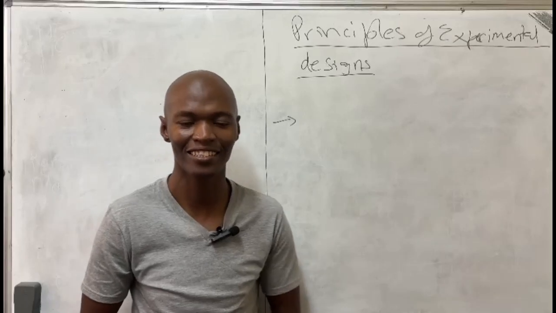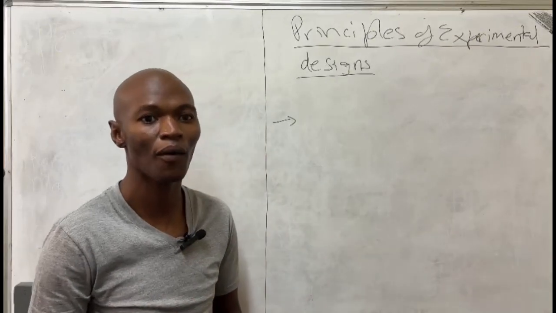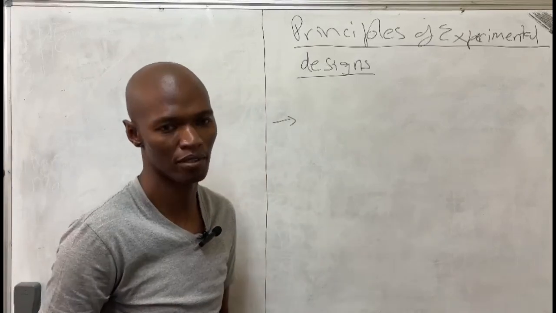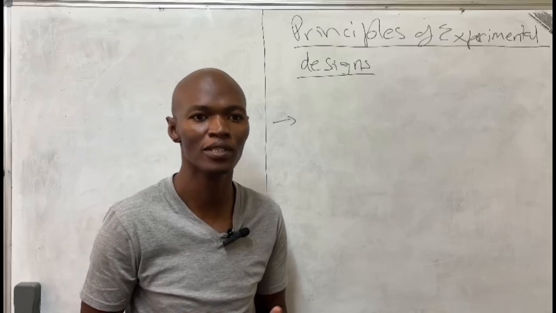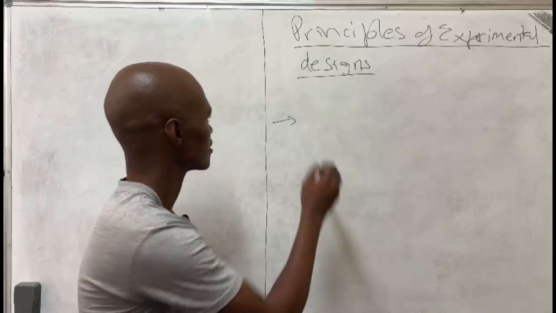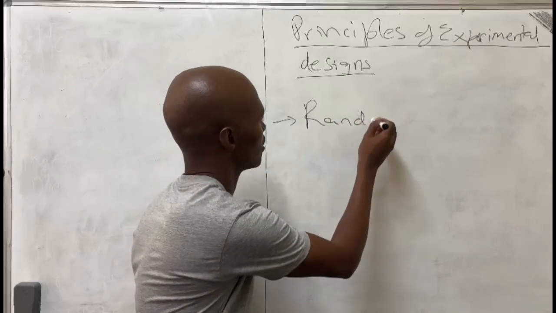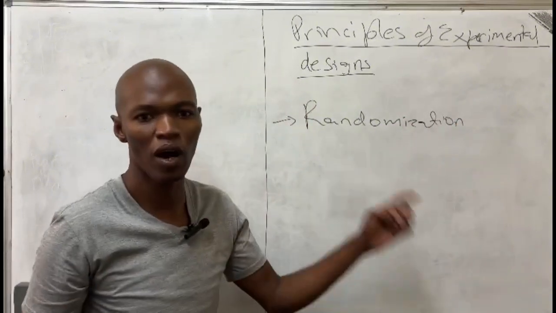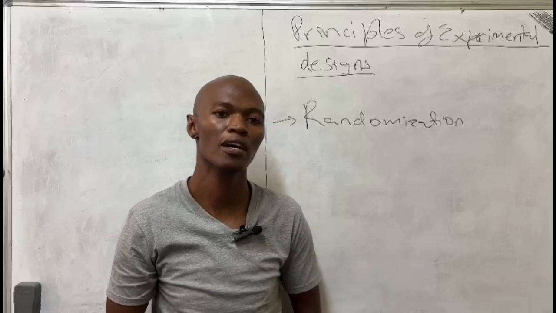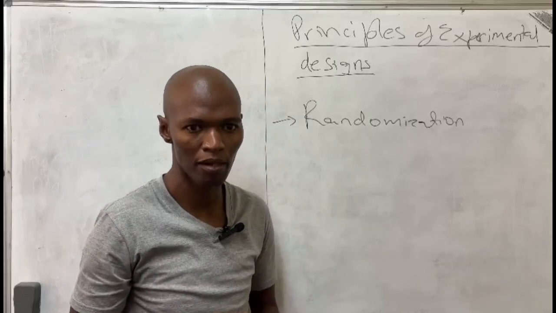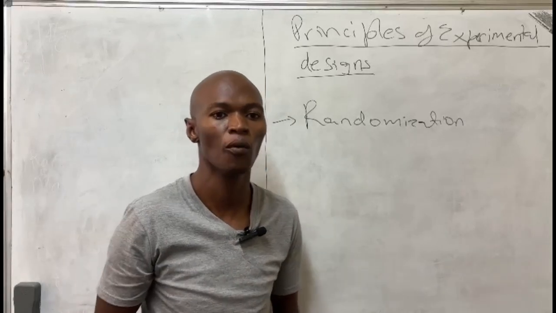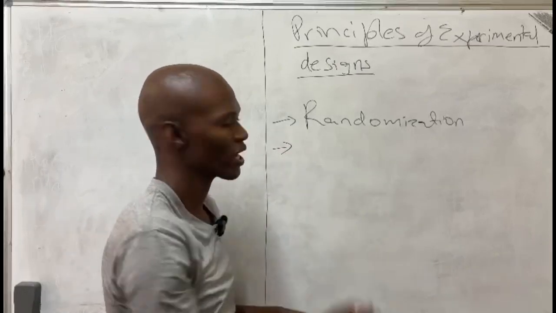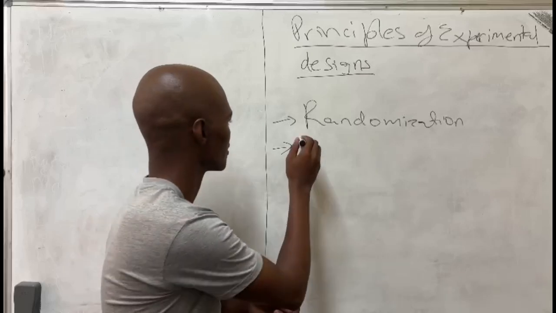In agricultural research, when we are designing our experiments, we have to consider some principles. The first principle that we have to consider is randomization. This is one of the principles that we have to consider when we are designing our experiment. To avoid the bias, we have to make sure that we randomize. And then the second one that we have to consider is the replication.